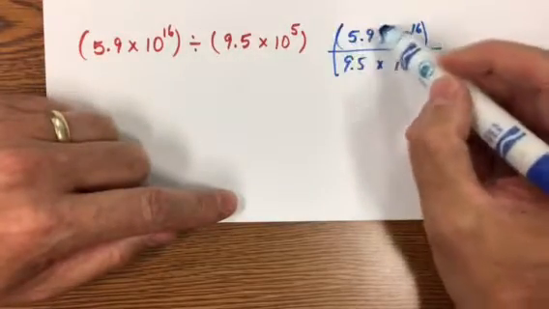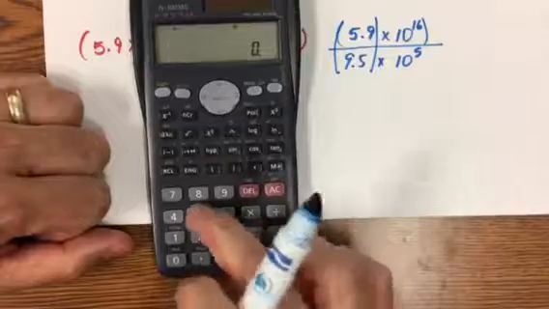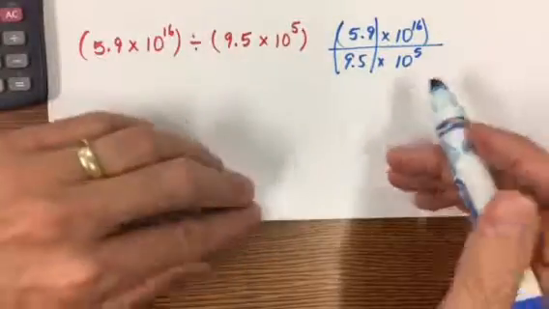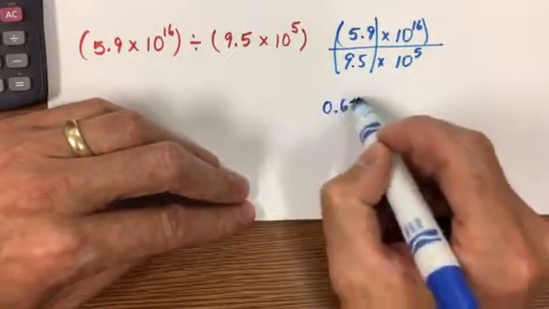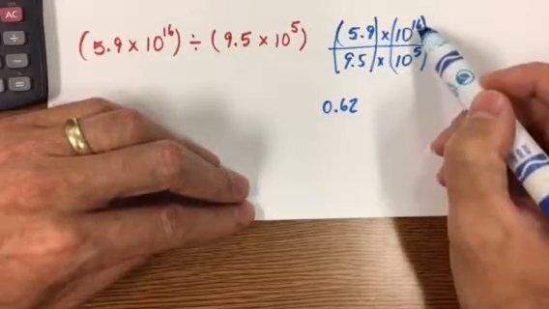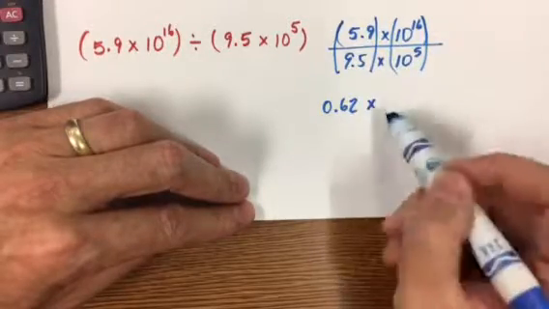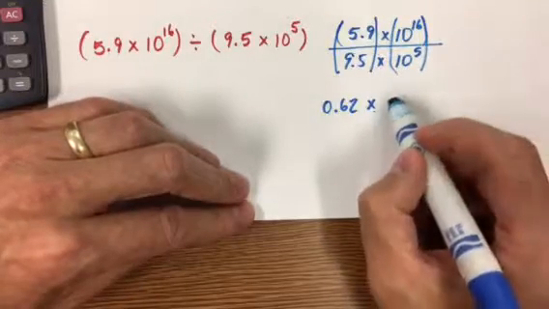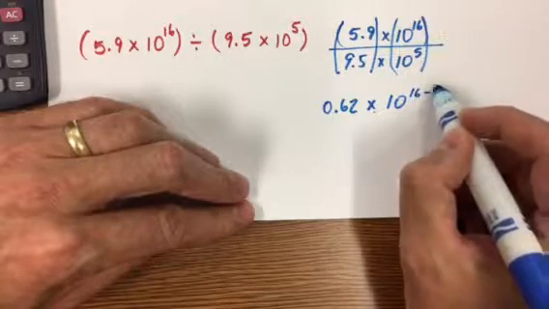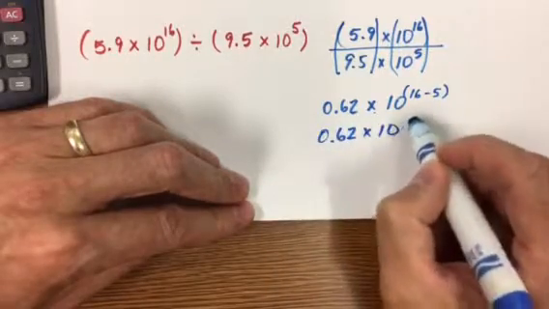So 5.9 divided by 9.5 is going to give me a number less than 1. 5.9 divided by 9.5 is 0.62, and I'll just leave the rest of that off. 0.62. Now my other fraction here, 10 to the 16th divided by 10 to the 5th, is still being multiplied times the first fraction, so I'll keep a multiplication sign in between them. So 10 to the 16th divided by 10 to the 5th is the same as 10 to the 16 minus 5. So that's going to be 0.62 times 10 to the 11th power.